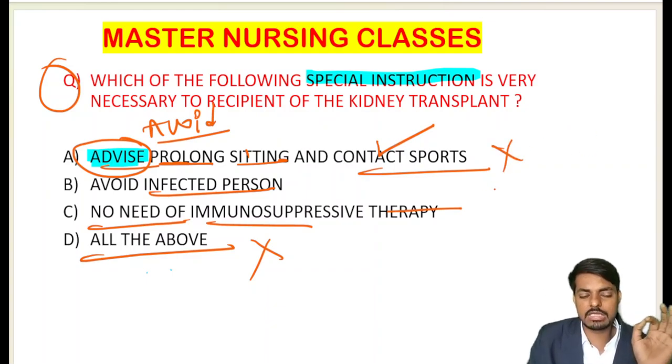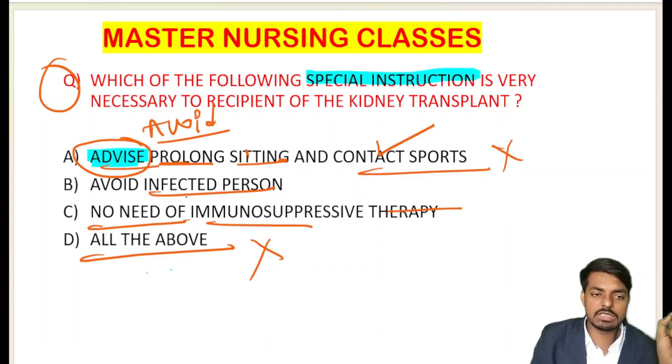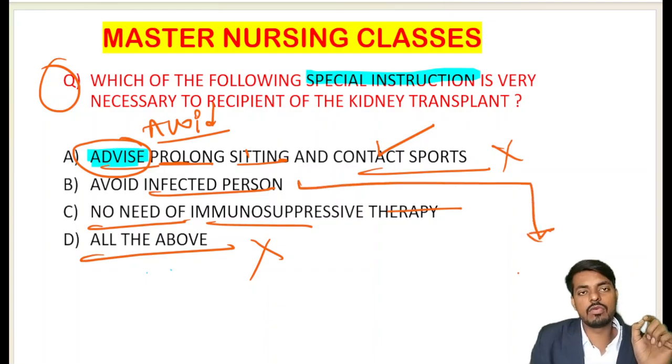Okay, so where the exact answer is, we need to avoid this one, not advise. Option D is to avoid infected persons. Very importantly, all of you know that.